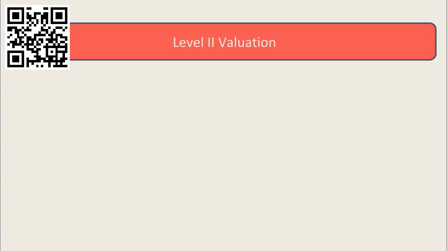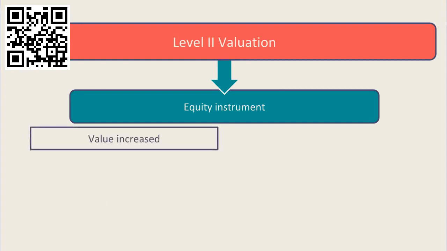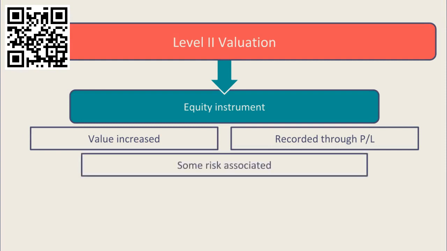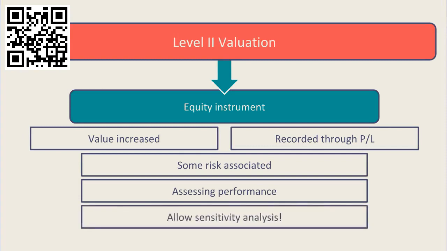Do bear in mind in a question that we could be presented, for example, with a level 2 valuation, and during the year we could see that the instrument, perhaps an equity instrument, has thus increased in value. And that value may well have been recorded through the profit and loss account. Now, of course, if there is a level 2 valuation, we know that there's a degree of risk associated with this. And when we are assessing the performance of the organization, perhaps against key performance indicators, perhaps we should allow for some sensitivity analysis due to the fact that the level 2 valuation has risk associated with it.